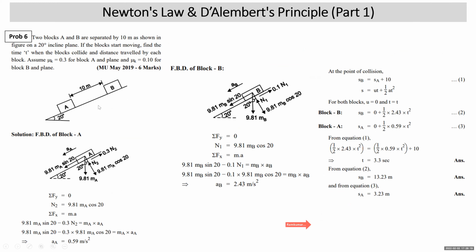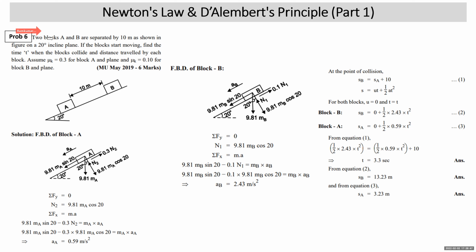All right, let's move to the next sum. Two blocks A and B are separated by 10 meters as shown in the figure, on a 20-degree inclined plane. If the blocks start moving, find the time t when the blocks collide and the distance traveled by each block. Assume mu k is 0.3 for block A and the plane, and mu k is 0.1 between block B and the plane.